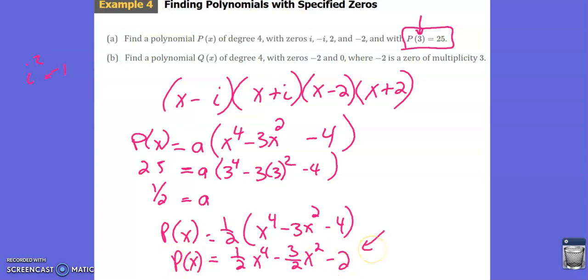This is a loaded problem just because you have to multiply a lot here. First, starting off with multiplying all 4 of those factors, and then once you get that, you have to use this information right here to find out your a value, to find your polynomial. So this is the polynomial that has zeros i, negative i, 2, and negative 2, such that p of 3 equals 25.